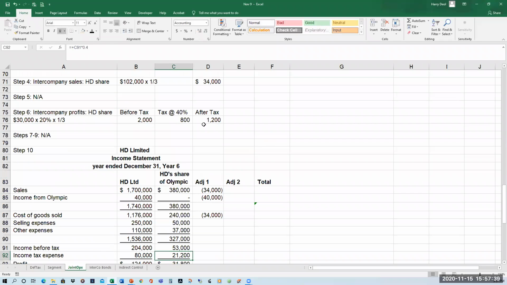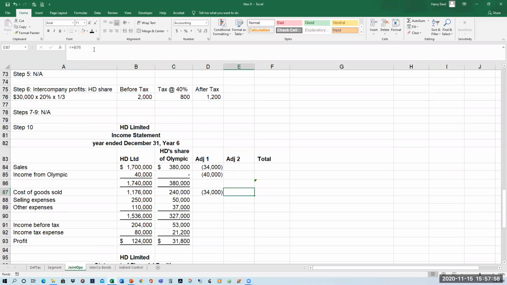And then for step 6, the $2,000 of the ending inventory profit, we need to eliminate. Remember, we need to adjust for that. So this profit, when we eliminate, because it's unrealized, we will add back $2,000 to cost of goods sold. The tax amount of $800 we will subtract from income tax expense.